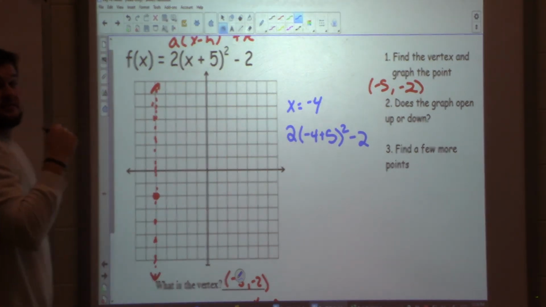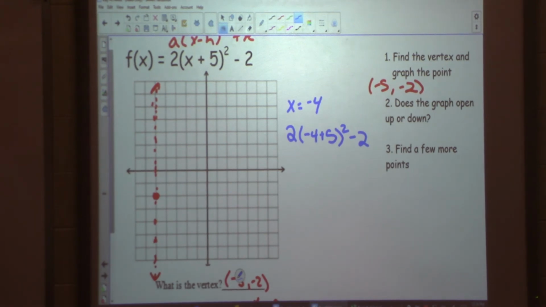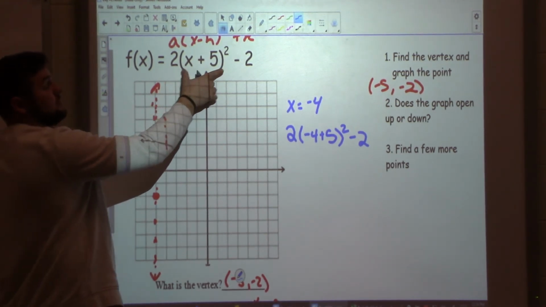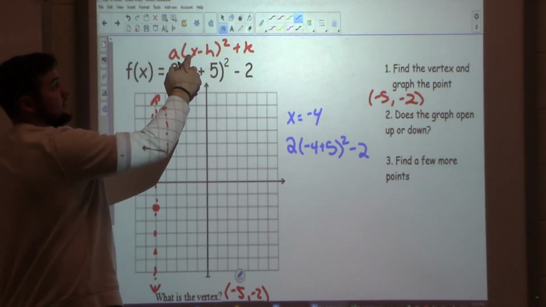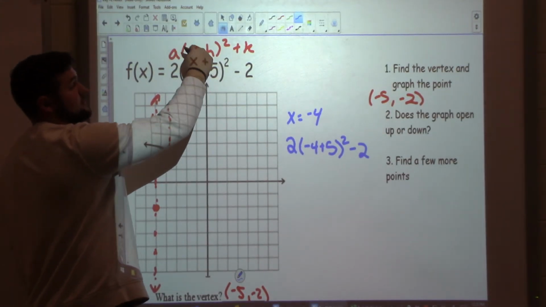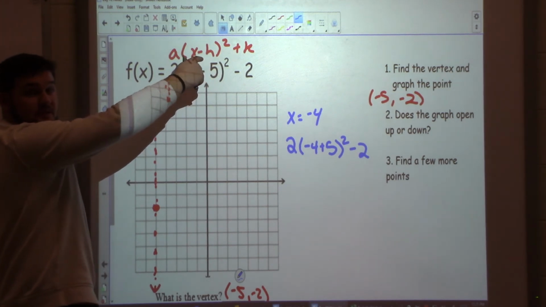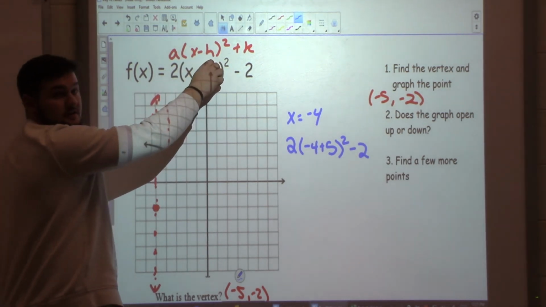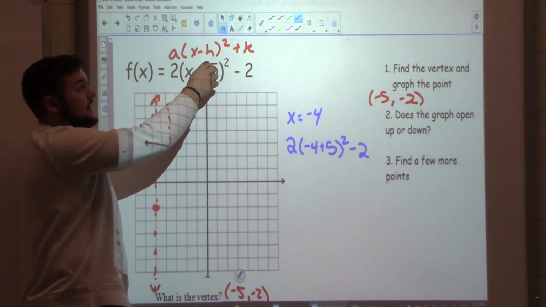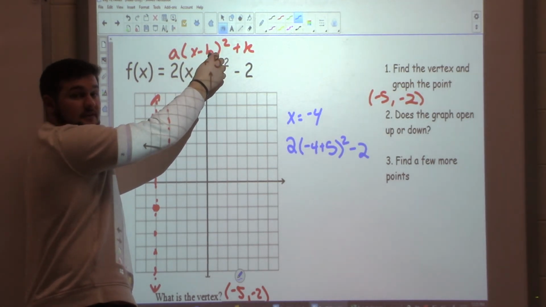Yes, sir? But why is this still positive 5? Because isn't it x minus h? I'm just using the equation that they give me. The original equation that we have for vertex form is x minus h, right? So to find my vertex, I need to take the opposite of what's in here, because if I plug in positive 5, I get x minus 5. Does that make sense?